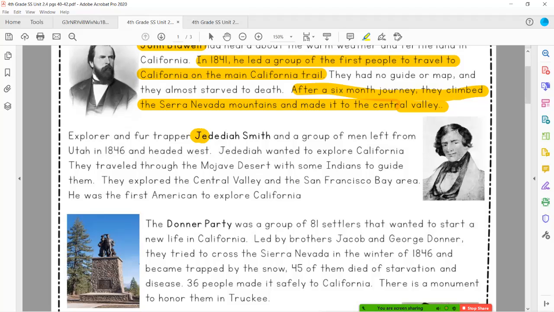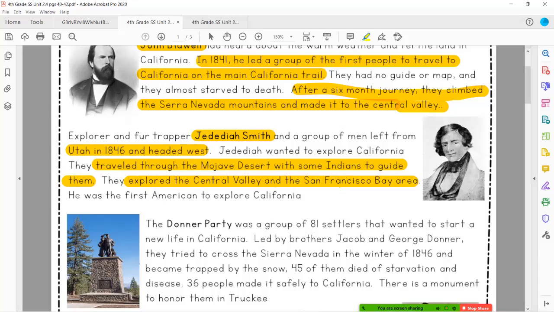So again, we're going to go through and highlight the important stuff. Jedediah Smith, that's his name, left from Utah in 1846 and headed west. He traveled through the Mojave Desert with some Indians to guide him. They explored the Central Valley and the San Francisco Bay Area, and he was the first American to explore California. So all of those are the important bits. Highlight, take notes. If you want to add a sticky note instead and put this information, you can do that as well.